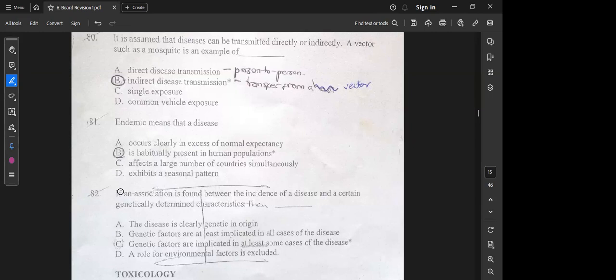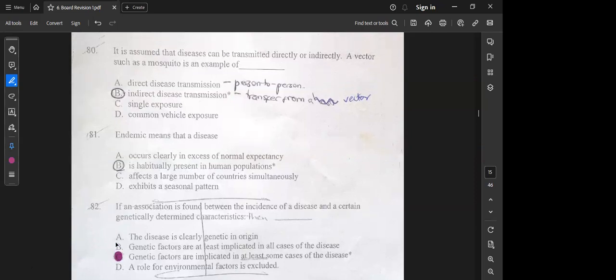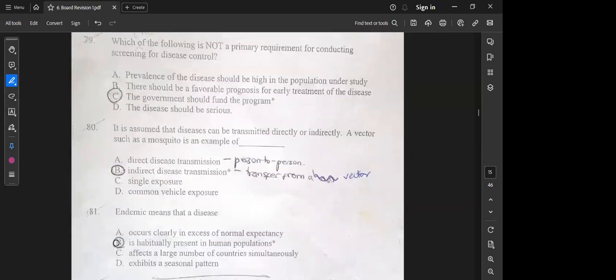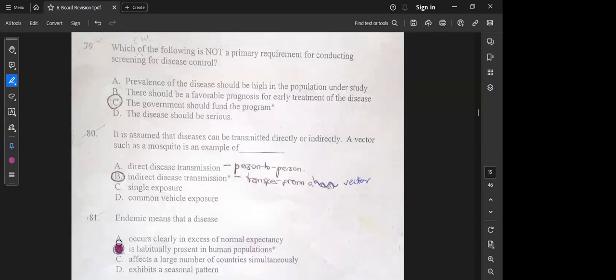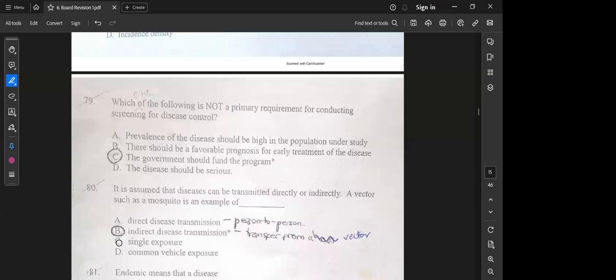If an association is found between the incidence of a disease and a certain genetically determined characteristic, then the disease is clearly genetic in origin. The genetic factors are at least implicated. Genetic factors are implicated in at least some cases of the disease. Endemic means that a disease... It is assumed that diseases can be transmitted directly or indirectly. A mosquito is an example of indirect transmission. Hold on to this part for the vector.